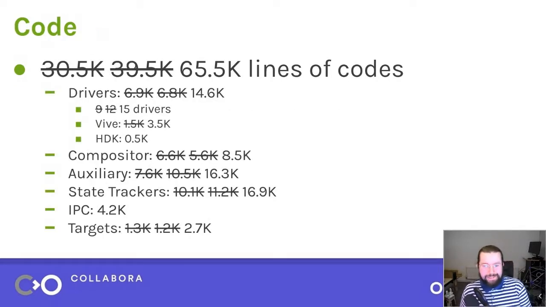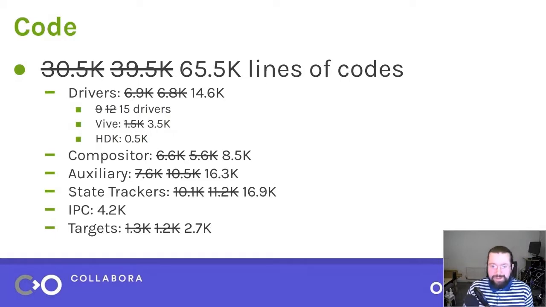Some code status. The code that we have written for Monado is around 65,000 lines of code. There's 14K lines in the drivers. You can see that's fairly small compared to the rest of the stuff in Monado. They have the state trackers, which include the OpenXR state tracker and the prober. There's some debug UI as well in there. The compositor. There's a whole bunch of auxiliary code to make it easy to write drivers.